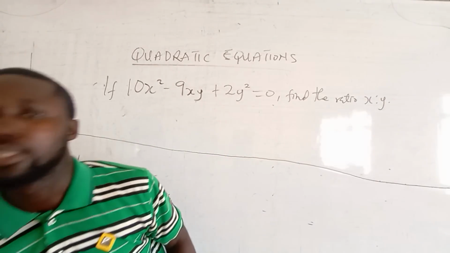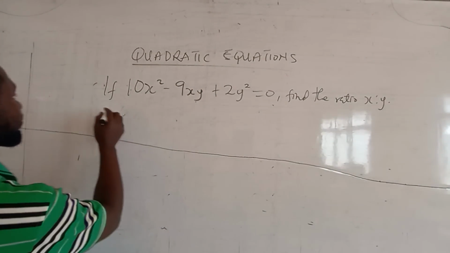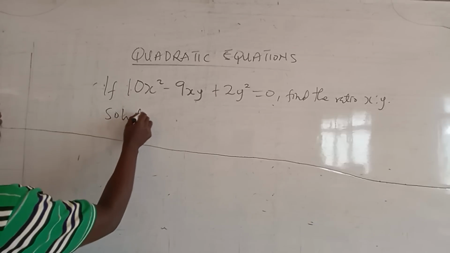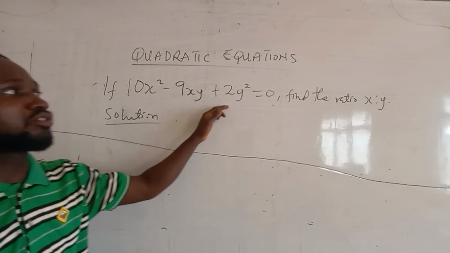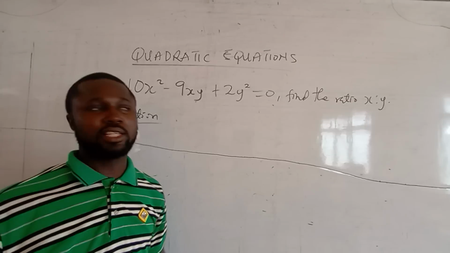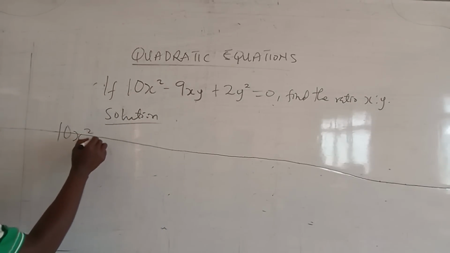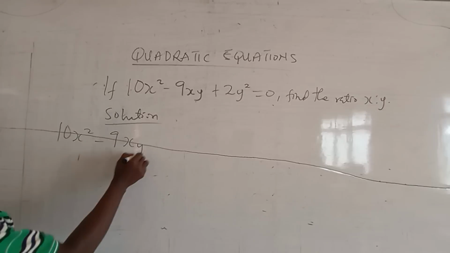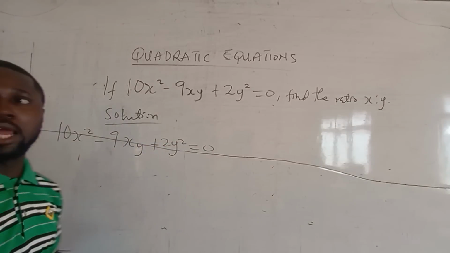All right, let's come back to our question here. Okay, and then we solve. If 10x squared minus 9xy plus 2y squared is equal to 0, find the ratio x is to y. So we write our question as 10x squared minus 9xy plus 2y squared equal to 0.